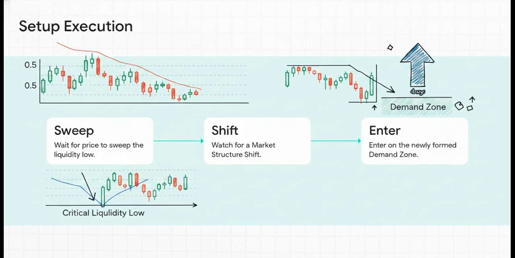Step 1, wait for the price to actively sweep that critical liquidity low from the previous impulse move. Step 2, whatever you do, do not buy blindly. Watch on a lower time frame for a market structure shift, meaning that downward pullback finally breaks its own internal structure and starts pushing back up. Step 3, enter your trade on the newly formed demand zone that caused that upward shift.